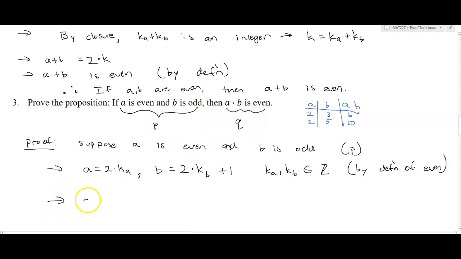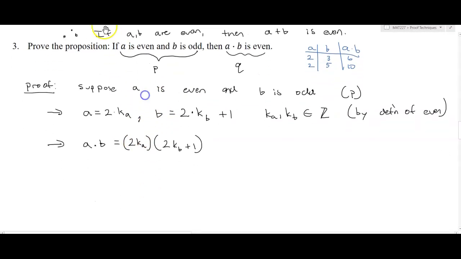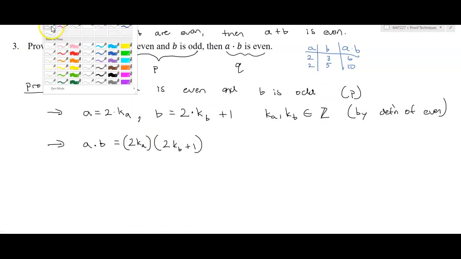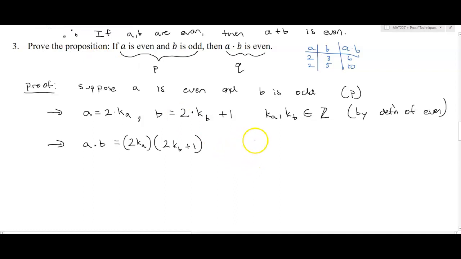So what am I going to do? Well, I'm going to write A times B is equal to, okay, so I'm going to replace A with 2Ka. I'm going to replace B with 2Kb plus 1. And now you might even see at this point that you can just factor out a 2, but let's take this algebra a little bit further so we can see very carefully what happens next. So this is just by substitution. We just plugged in values for A and B.